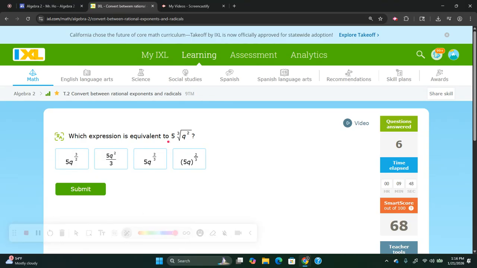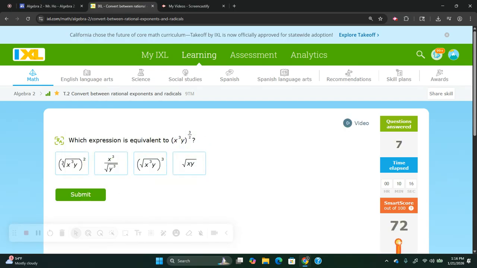Again, the number 5 is outside. It has nothing to do with the exponent or the radical form. So the number 5, you put outside. And then q power 2 over the index of the root, which is the number 3. So it's over 3. Let's see, do we have that option? This is the option.